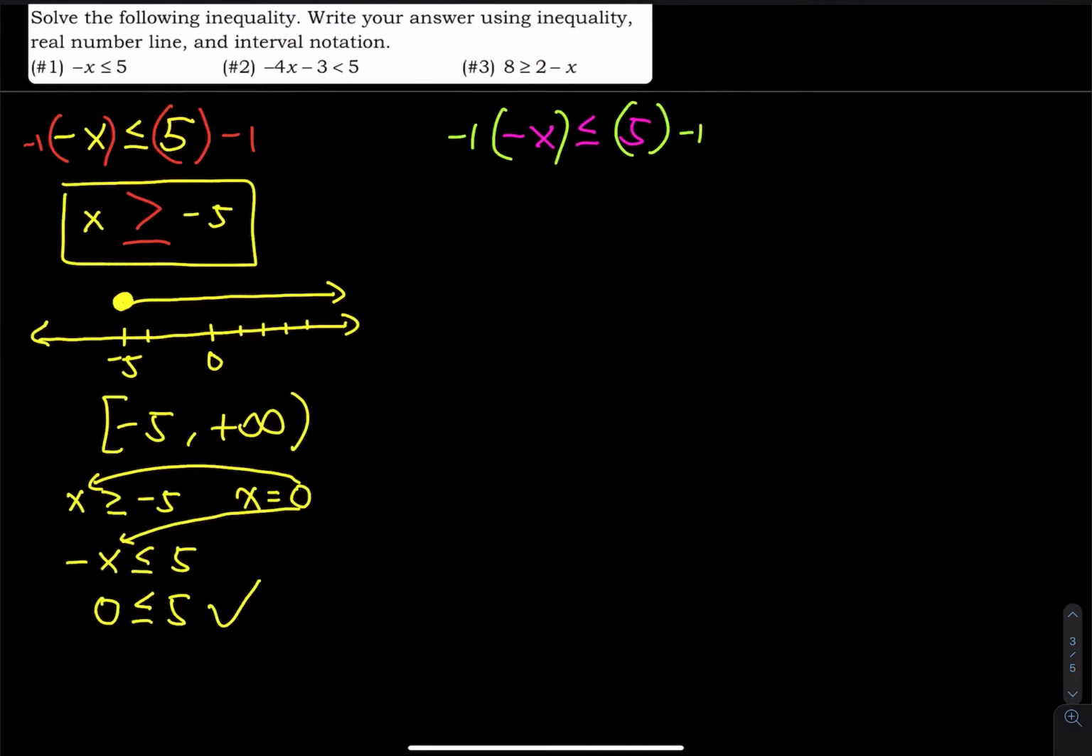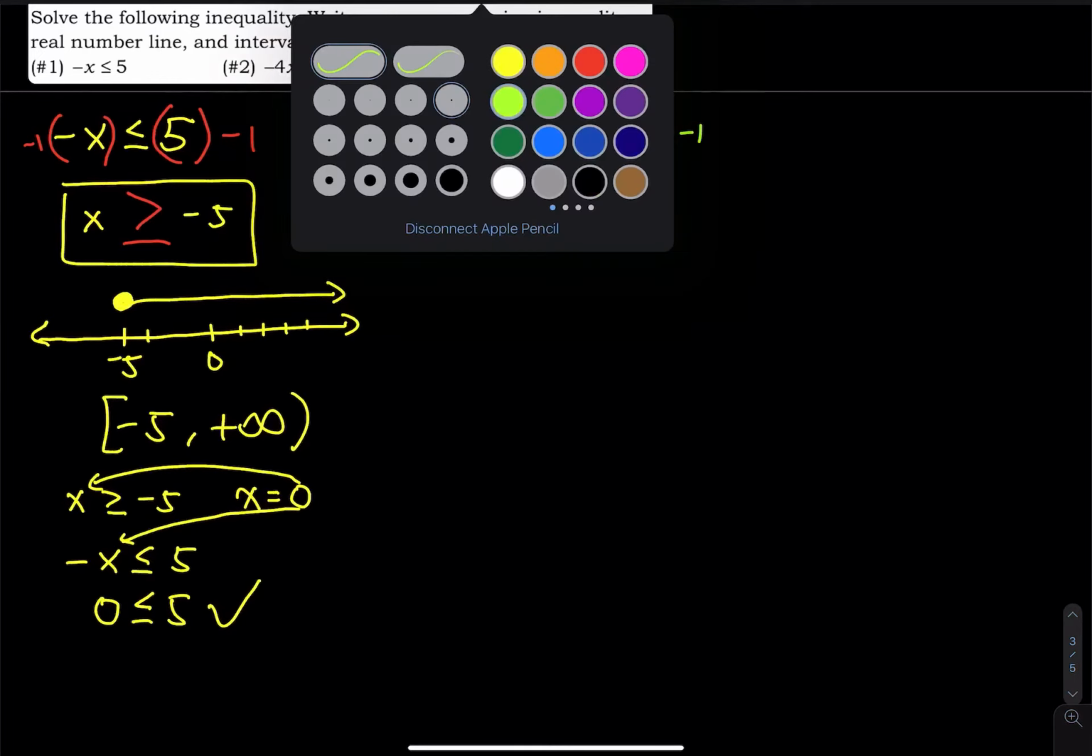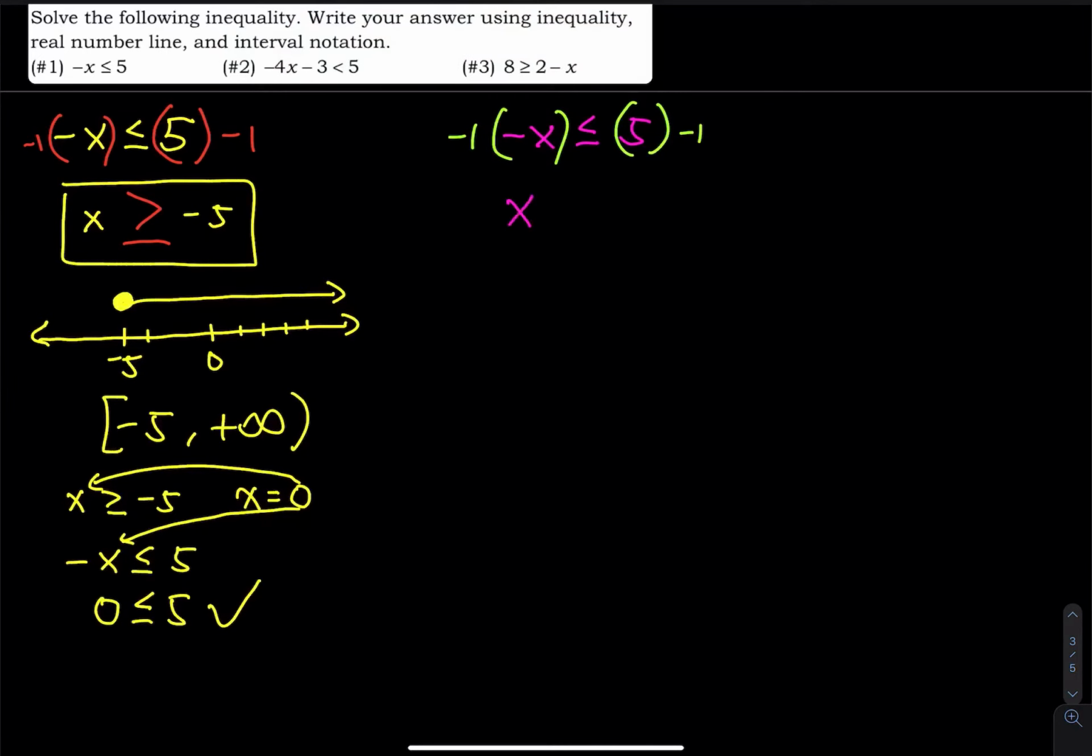Negative times negative is positive. So let me return to the color. So that is positive x. And then this time I'm going to make a mistake right now. The mistake is I will not reverse the direction of the inequality symbol. And then that will be equal to negative 5. So this is definitely a mistake. Let me show you that this is actually a mistake. Let's graph this and then draw the interval.